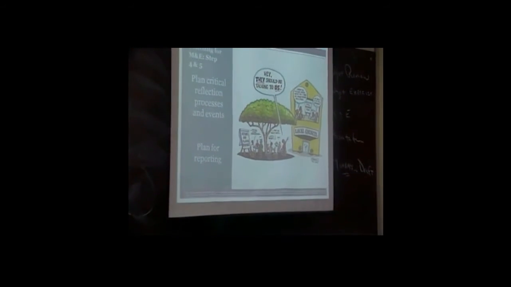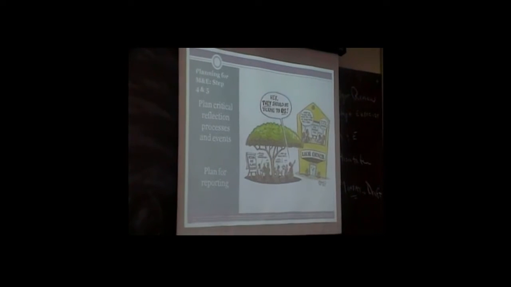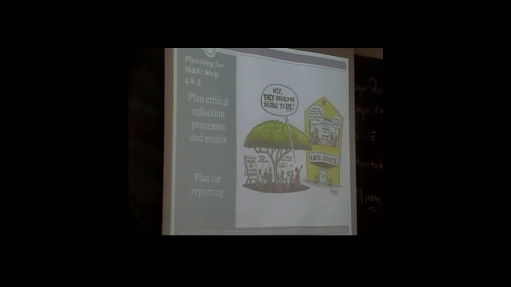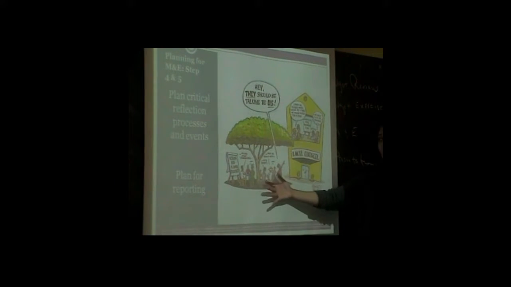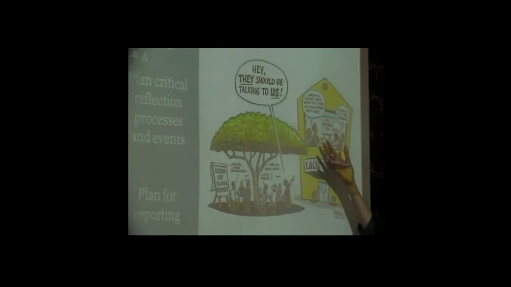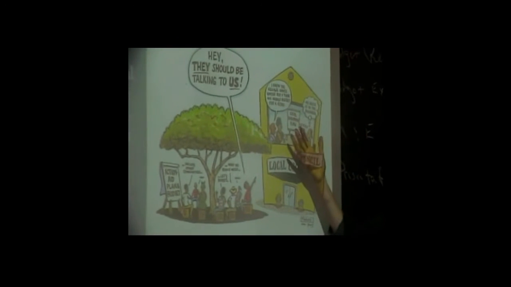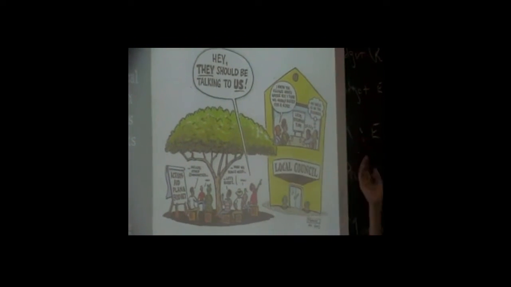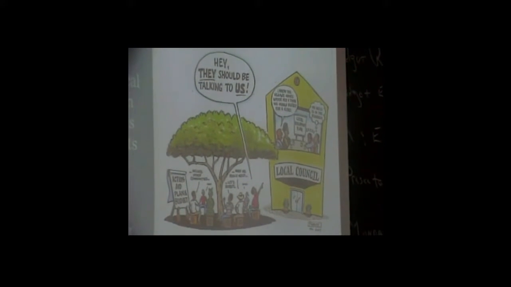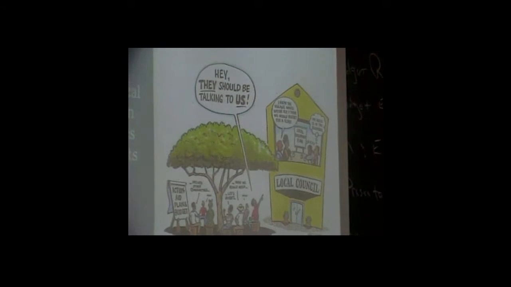So, the last 2 parts when you're planning are probably the 2 most important parts. The fourth one is planning critical reflection processes and events. You see in this little cartoon, you've got the community talking about what they think they need, and then you've got the council members up here talking about what they think they need. And this lady's saying, oh, my uncle's in the business of building roads. It's not always that corrupt, but sometimes there are people who have agendas.